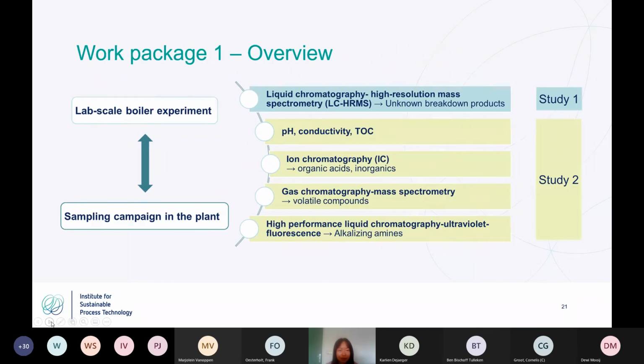Next slide, please. Now I would like to show you the results from study 2. In this study, we looked into the distribution of all organic compounds in the system. And we have these techniques in yellow to enable the coverage or analysis of different groups of compounds. Next slide, please.